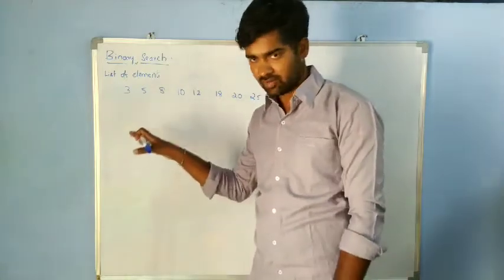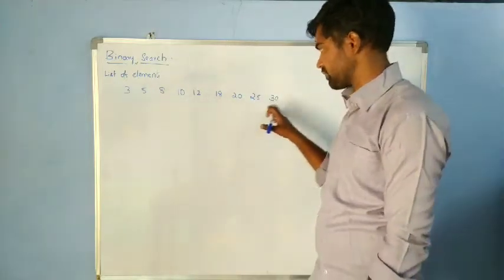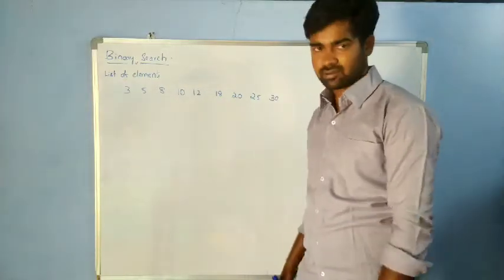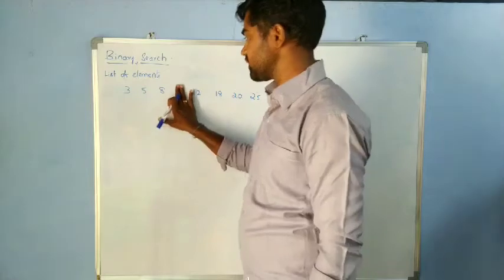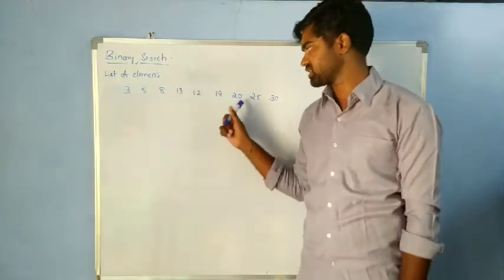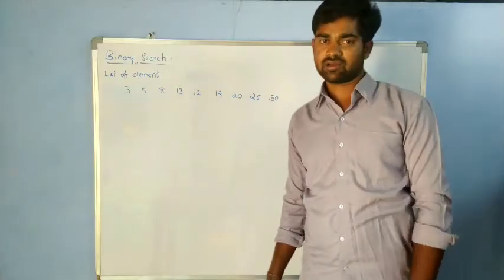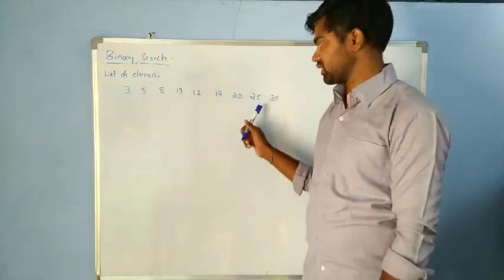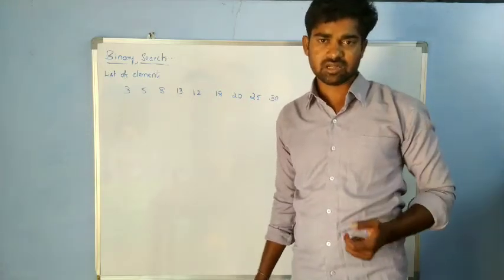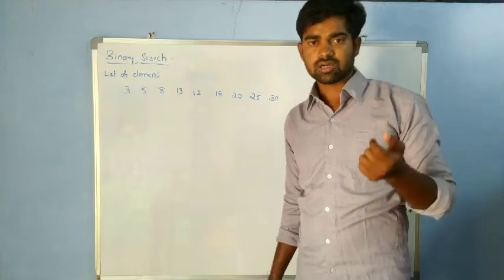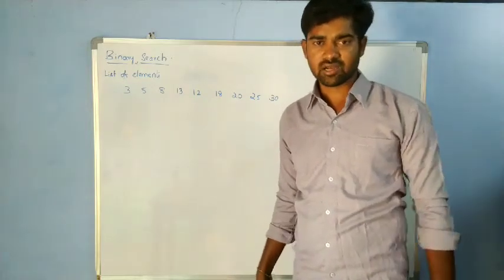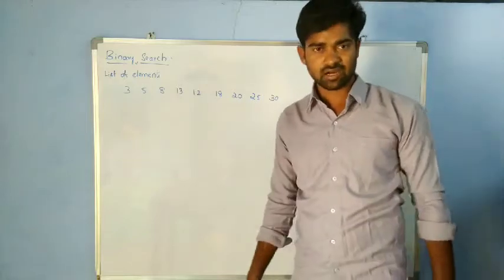Now, for my example, these are the list of elements. These elements are in order, yes, in ascending order. Assume that we have an element 13 before 12. Are these elements in order? Definitely not. So to put these elements in order, we need to use sorting methods like insertion sort, selection sort, bubble sort, merge sort. These are the different sorting algorithms to sort the elements in order.